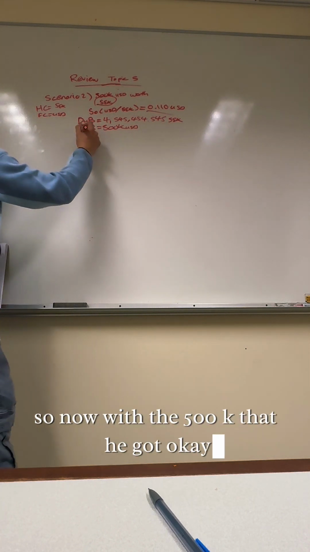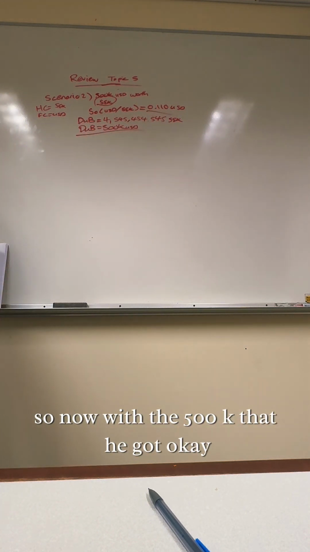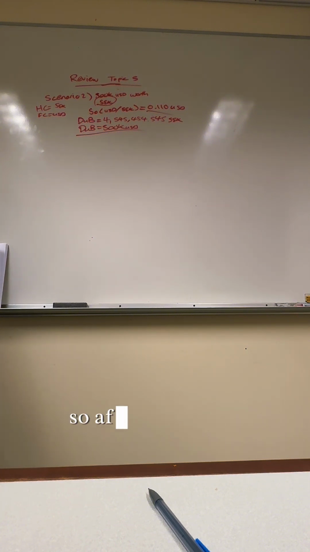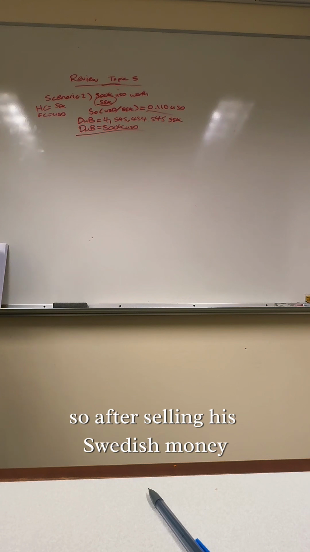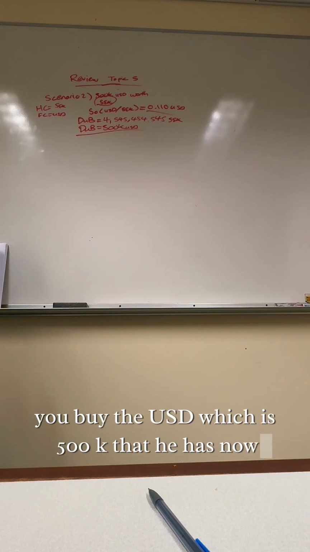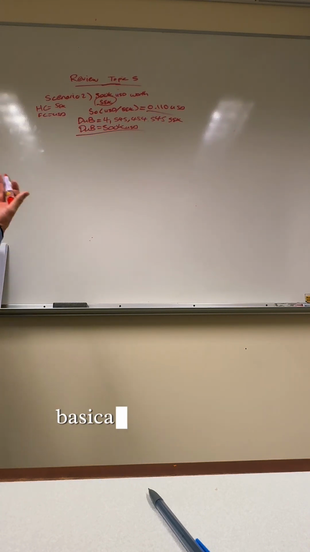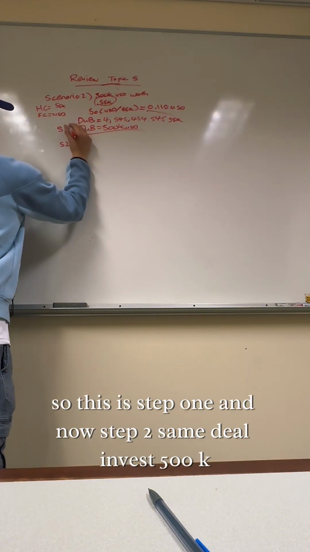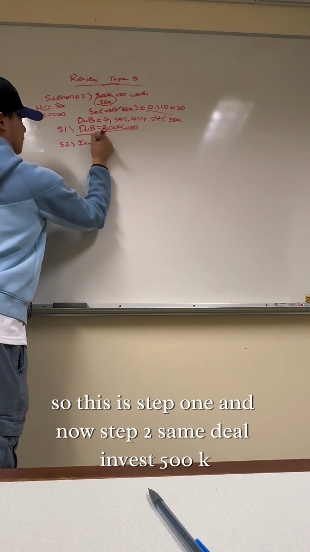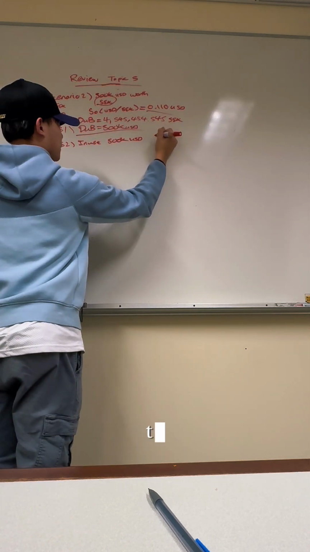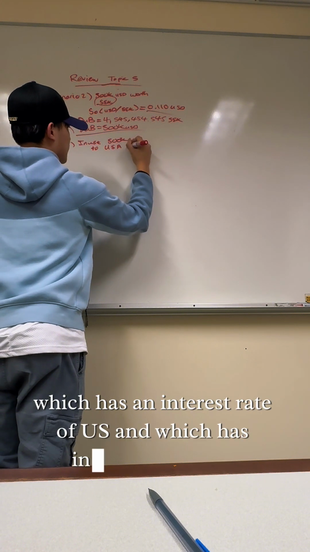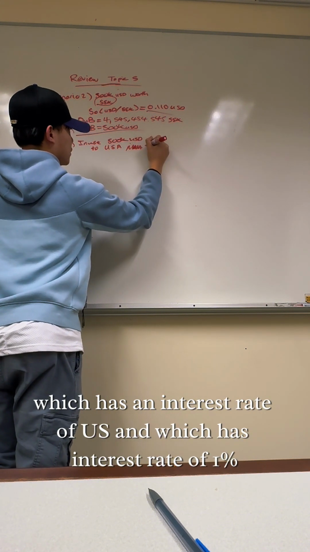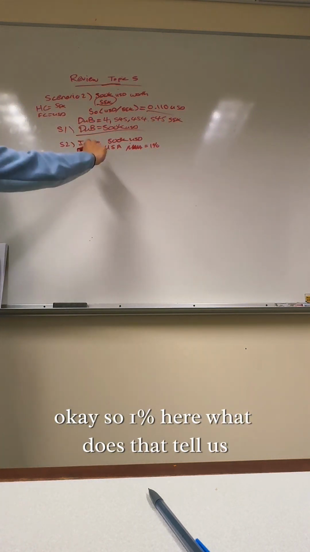So now, with the 500K that he got, after selling his Swedish money, he will buy the USD, which is the 500K that he has now. Basically just a quick conversion. Now he's gonna invest it, okay? So this was step 1, and now step 2. Same deal. Invest 500K USD in the US, which has an interest rate of 1%, okay? So 1% here.